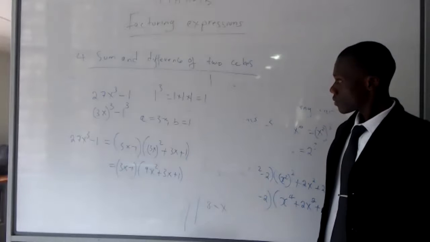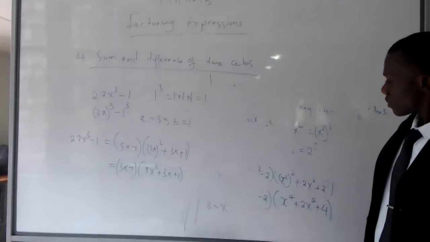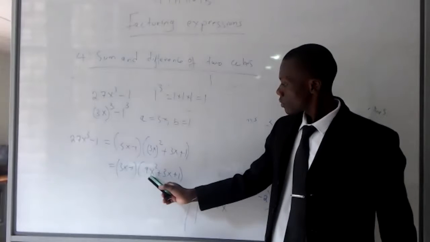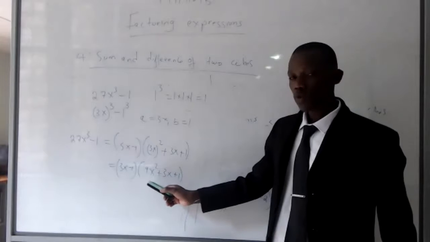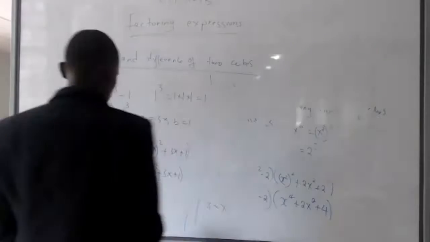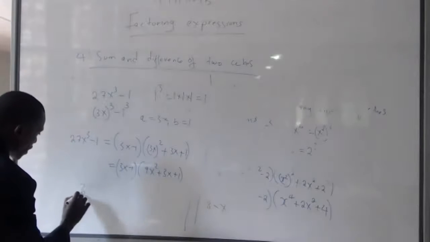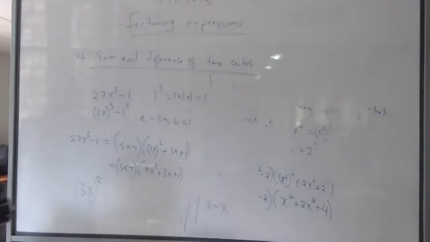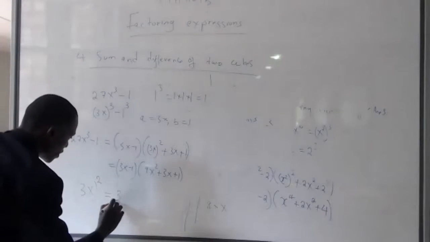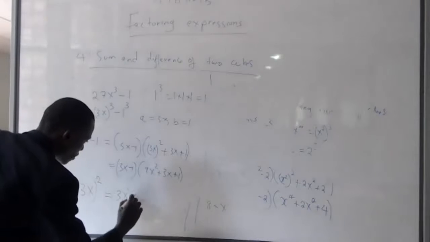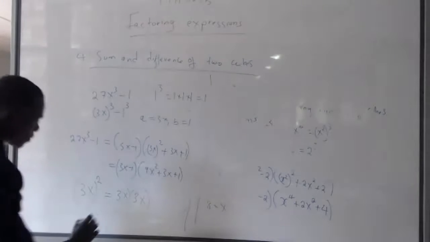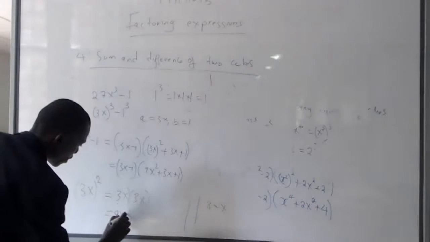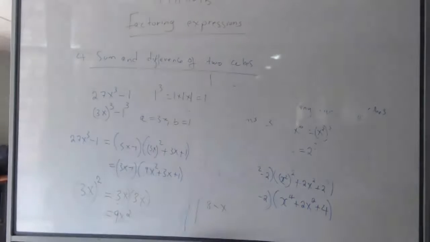Sir, 3x squared, is it 9x squared? I thought it's just 9x. 3x squared is the same as 3x times 3x. Oh, okay. 3 times 3 is 9, and x times x is x squared. Okay.